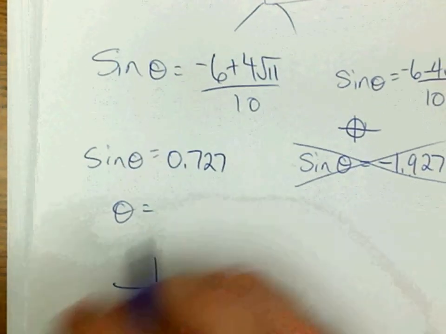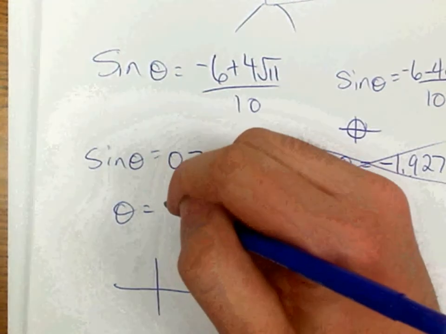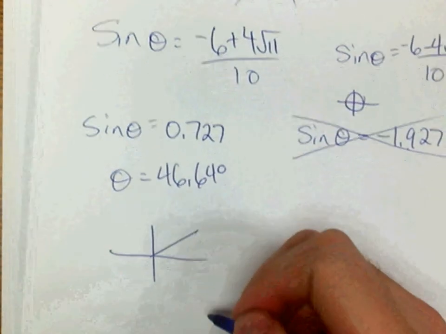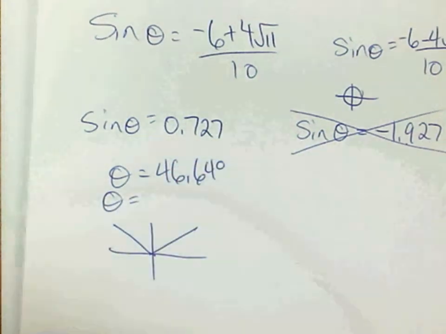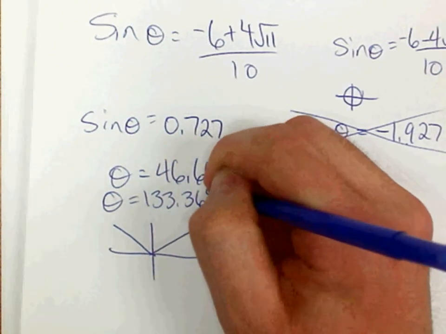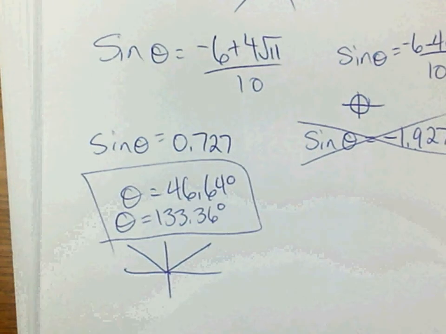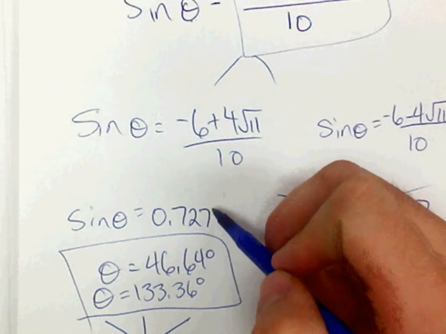So we're going to say inverse sine of 0.727. I get 46.64 degrees. That's in quadrant 1. Sine repeats across the y-axis. So my other one will be 180 minus that answer. And I get 133.36 degrees. So those would be your two answers for this one. So if you get a radical that doesn't reduce, turn it into a decimal, and then just use your calculator.